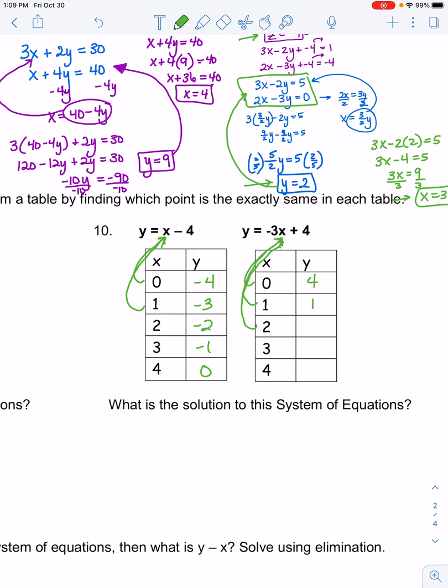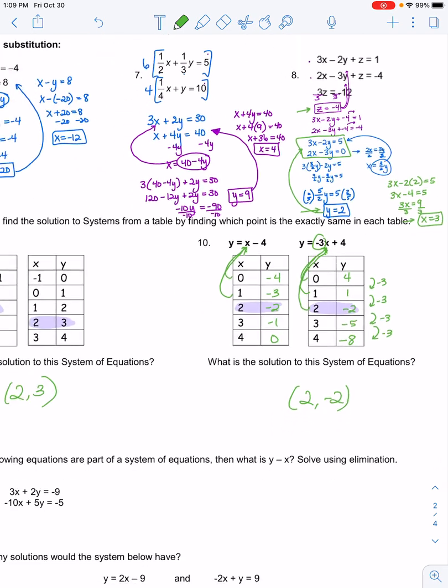Plug in a 2. You can also just see how that slope over here is starting to apply to the table. Slope's -3. Well, this is going down 3, down 3. So the next number has to be -5 and -8. Now that I have that, I can look and see again, where do I have the same point in both equations, both tables? 2, -2, 2, -2.